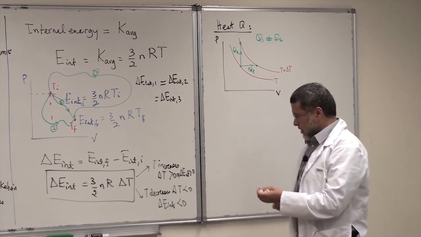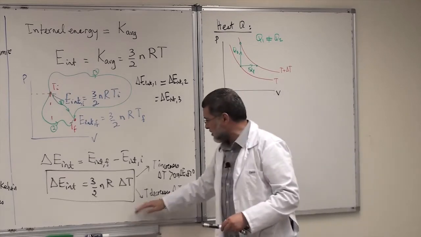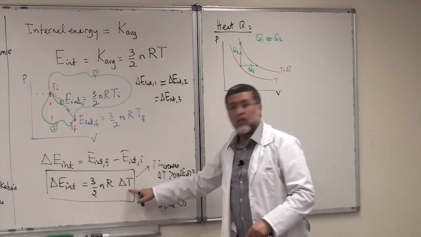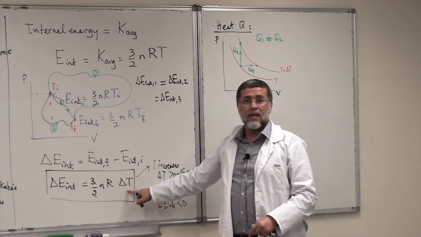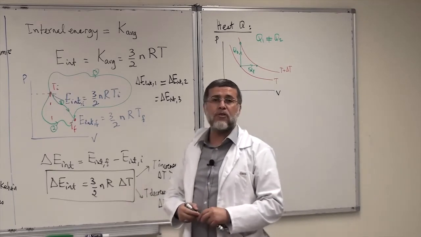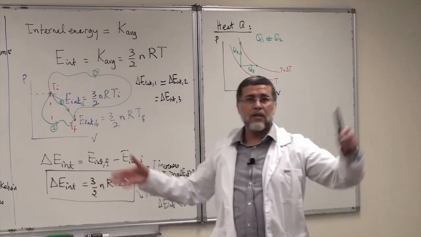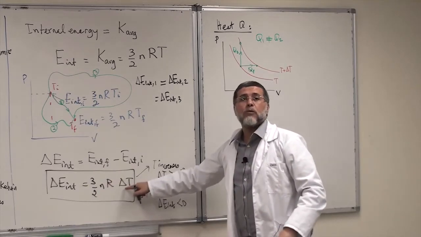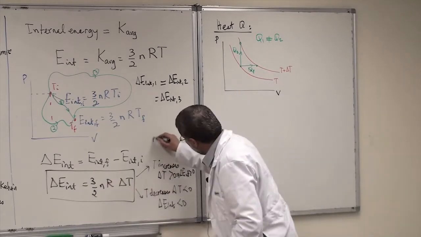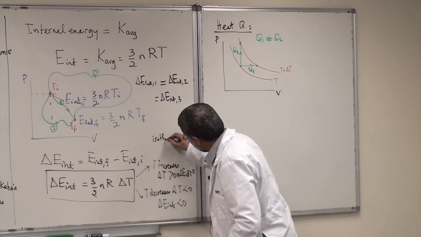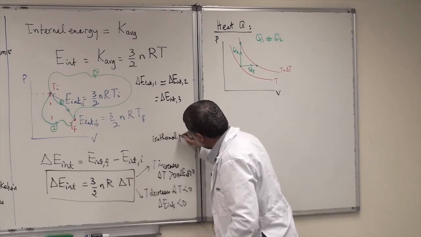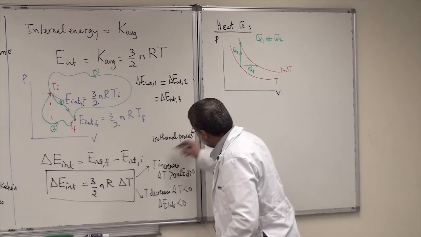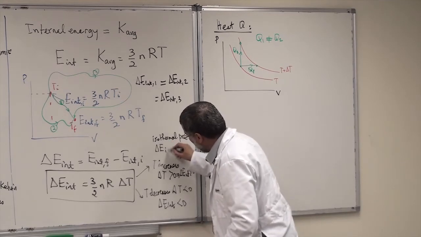Let me go back to the internal energy and mention something also important here. What happens if delta T is equal to 0? That's what kind of process, where the temperature is constant? You have a process and the temperature is constant, delta T will be 0. It's the isothermal process, okay? So if you have here an isothermal process, you can see that delta E internal will be equal to what?